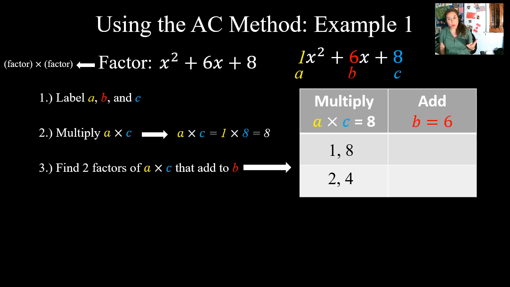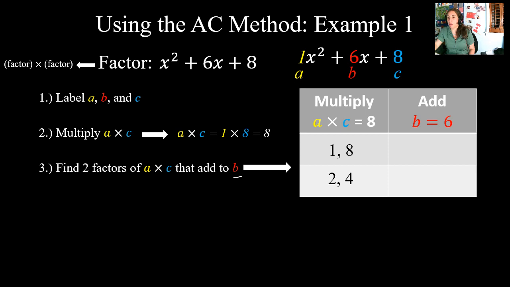And then I'd move to 3. Does 8 divide by 3? No, it doesn't. Does 8 divide by 4? It does, right? 8 divided by 4 is 2, but we already have that pairing, so we can stop, all right? Those are all the factors of 8. So remember, I'm looking for factors of A times C, so factors of 8, that add to B, that add to 6.